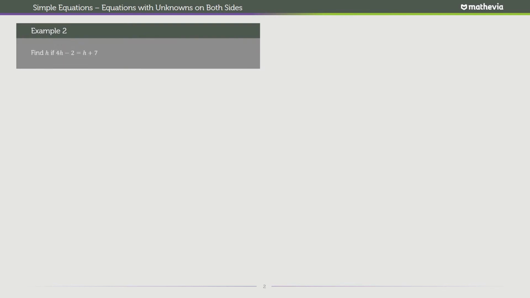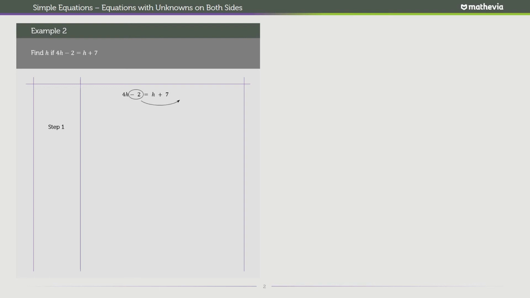Another example. Example 2. We have find h if 4h minus 2 equals h plus 7. What are we going to do first? The first thing we need to do is move minus 2 over to the right. So 4h minus 2 equals h plus 7. We move minus 2 over to the right, and it becomes plus 2.